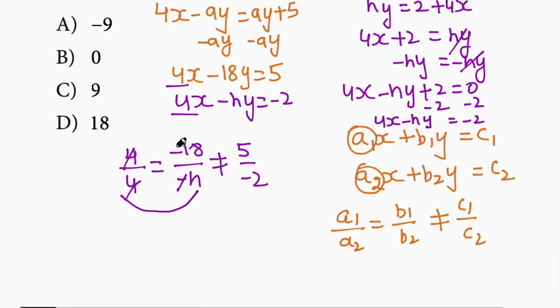Negative is cancelled with negative. So 1 is equal to 18 upon h, multiplying by h on both sides. So h is equal to 18. That means D is the right option.